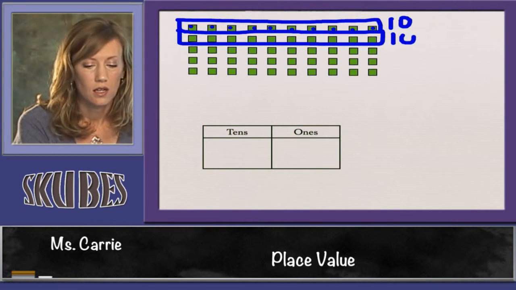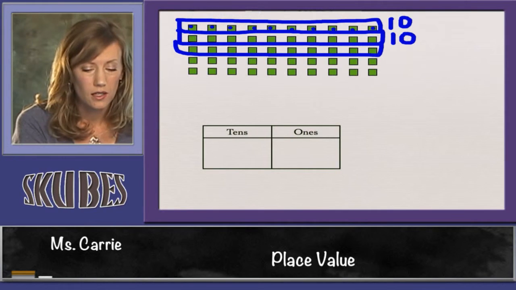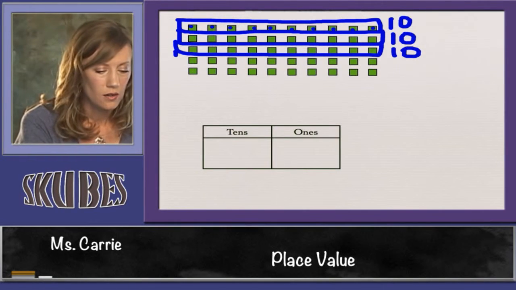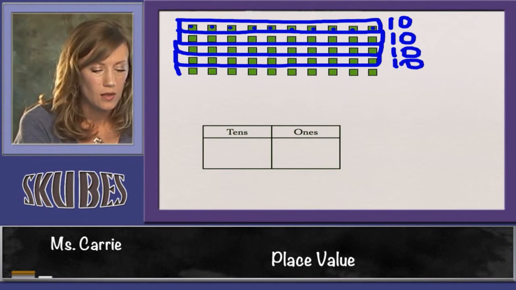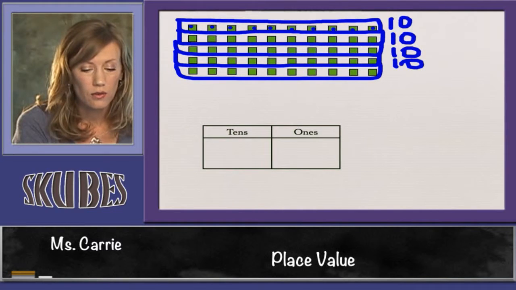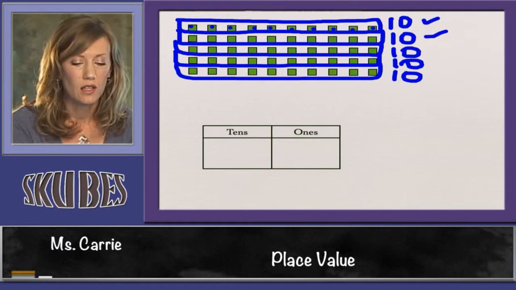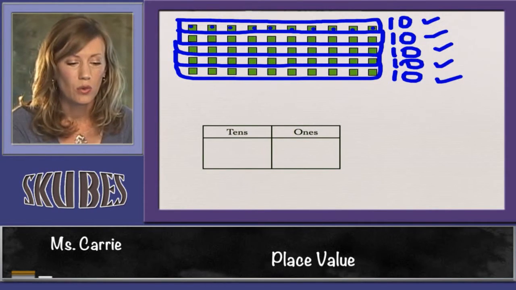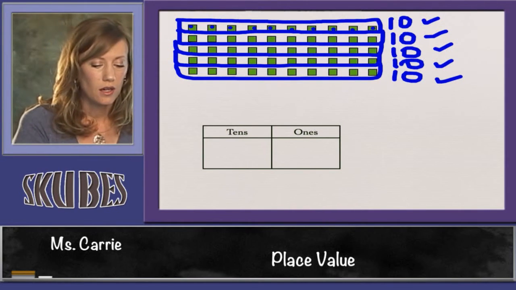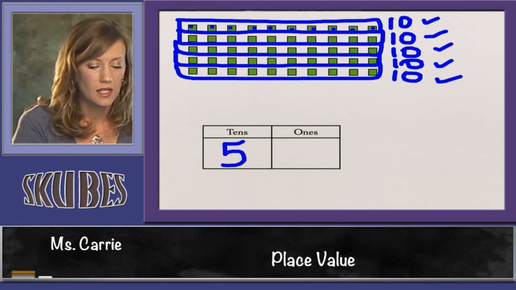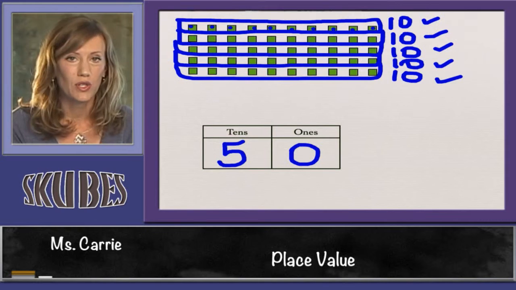That's another 10. Down here, we have another 10. Down here, we have another 10. And at the bottom, we have another row of 10. And if I were to count those up, I would say 10, 20, 30, 40, 50, which is much faster than going through and counting each one. So here we came up with 5 tens, and we didn't have any ones left over, so we have 0 ones, and our number is 50.